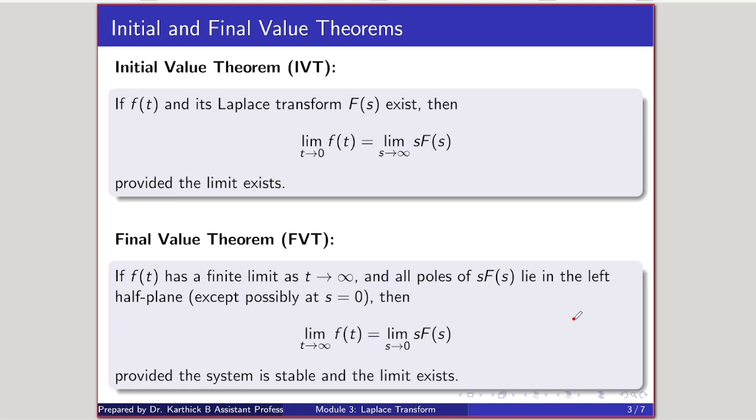So first, if f of t is there and the Laplace of this function exists, then limit t tends to 0 of f of t will be equal to limit s tends to infinity of s times capital F of s. Then the final value theorem is the reverse process. Here t tends to infinity, and here s tends to 0. That's all. The remaining parts are the same.